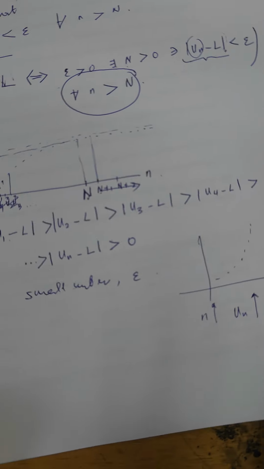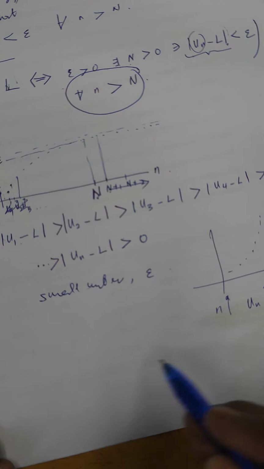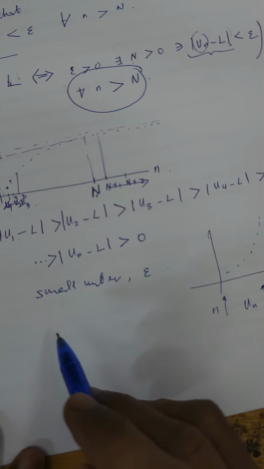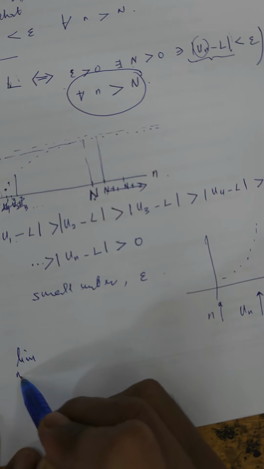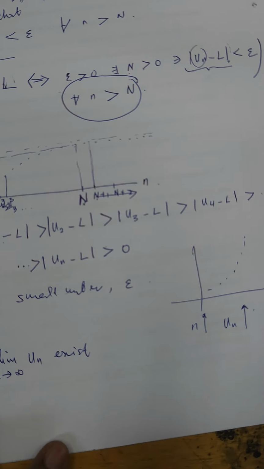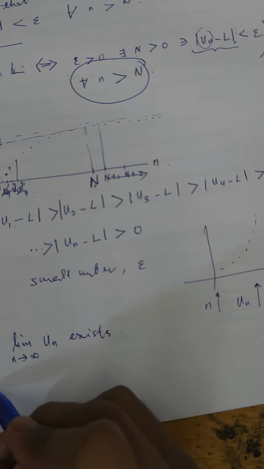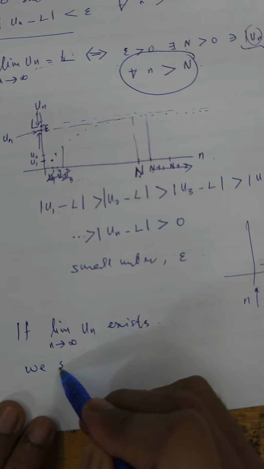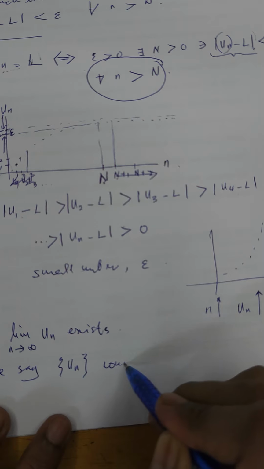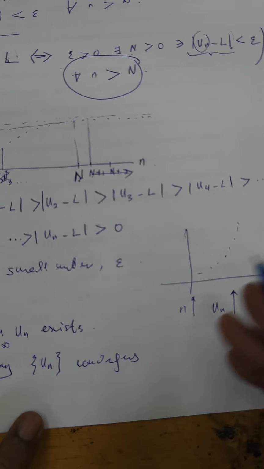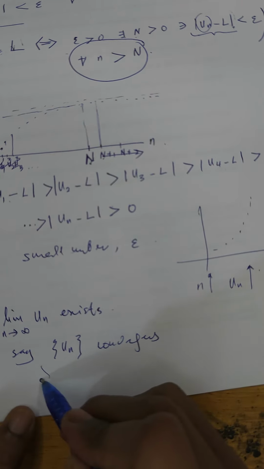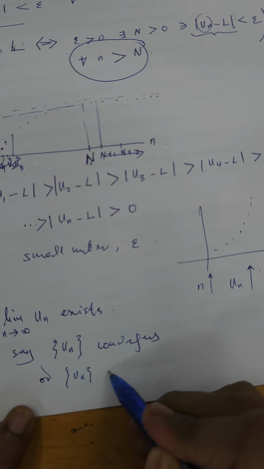Now we have a result, I would say: if the limit of the sequence u_n as n tends to infinity exists, then we say the sequence u_n converges to its limit, or just converges, or is convergent. We can say this sequence is convergent.